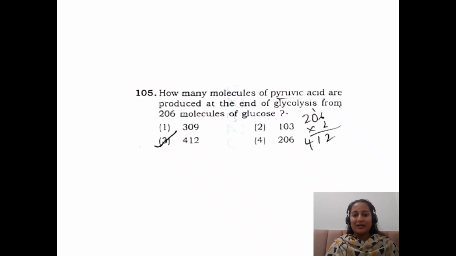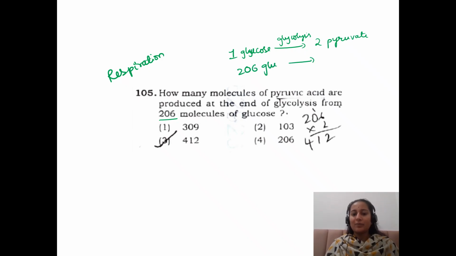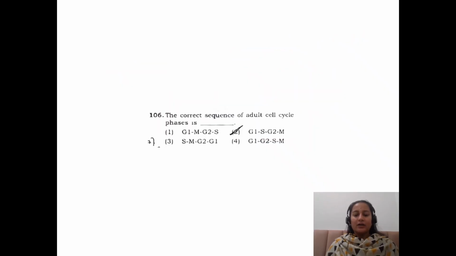How many molecules of pyruvic acid are produced at the end of glycolysis from 206 molecules of glucose? This question is from respiration in plants. So we all know that one glucose molecule undergoing glycolysis gives 2 molecules of pyruvate. For 1 glucose, 2 molecules. For 206 glucose molecules, how many pyruvate molecules? So 206 into 2. What do we get is 412 pyruvate molecules. So answer is 412.